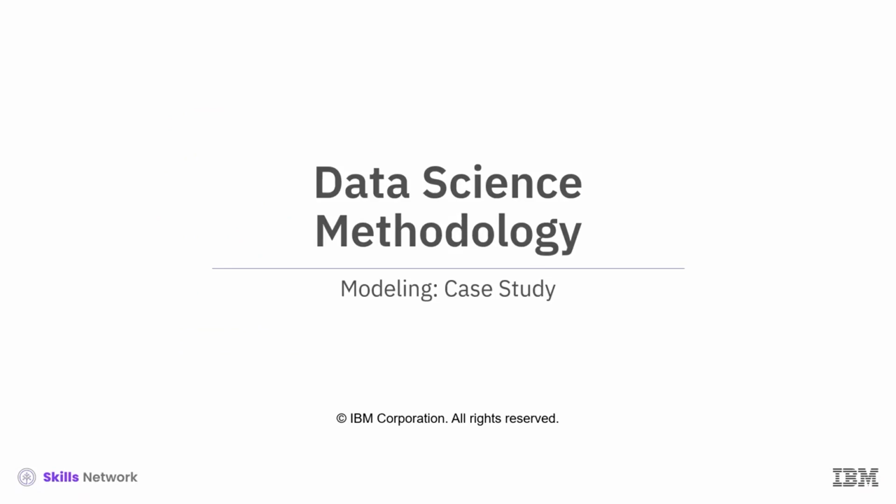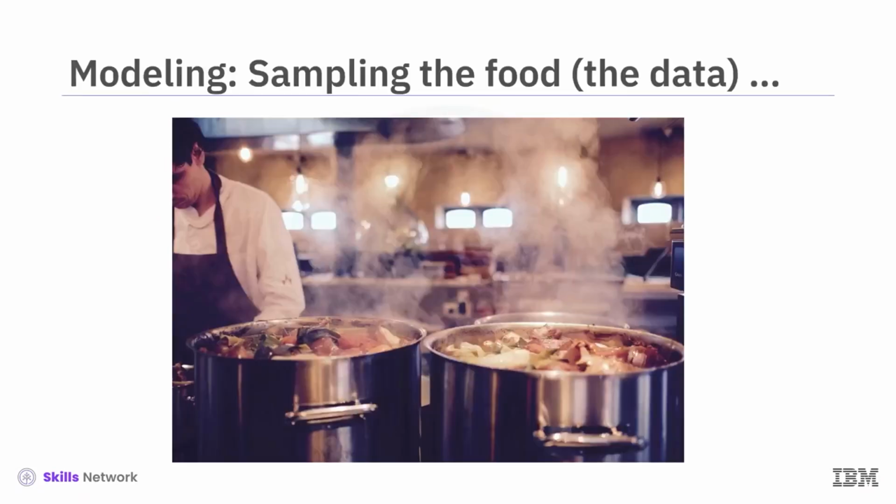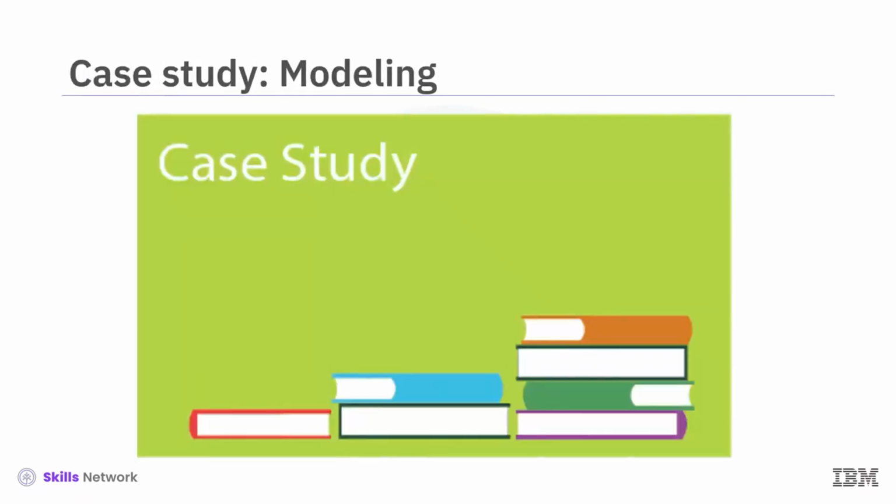Welcome to Data Science Methodology 101, From Modeling to Evaluation, Modeling Case Study. Modeling is the stage in the data science methodology where the data scientist has the chance to sample the sauce and determine if it's bang on or in need of more seasoning. Now, let's apply the case study to the modeling stage within the data science methodology. Here we'll discuss one of the many aspects of model building, in this case, parameter tuning to improve the model.